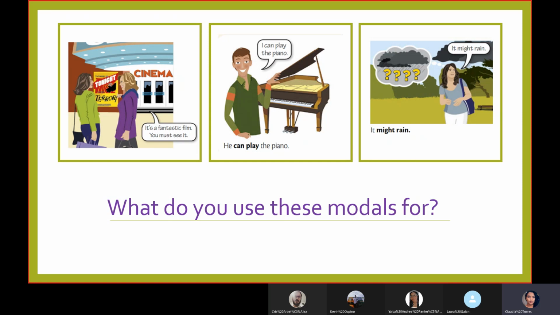So, Laura, can you tell me one example with might? Let me think, teacher. Yeah, no worries. Take your time. So, for example, in the picture, if you look at her, she's thinking, right? There are some question marks. She's wondering, because she's not sure at all. So it's something that might happen or might not happen.